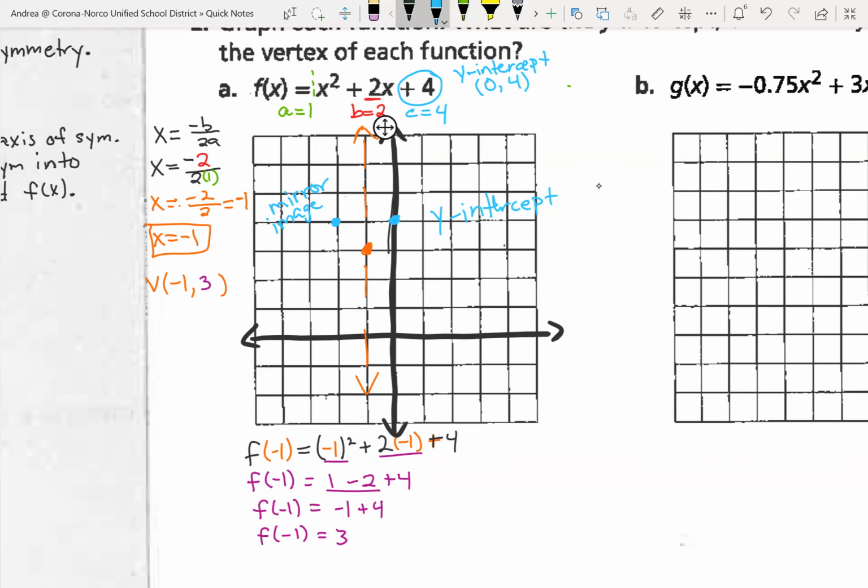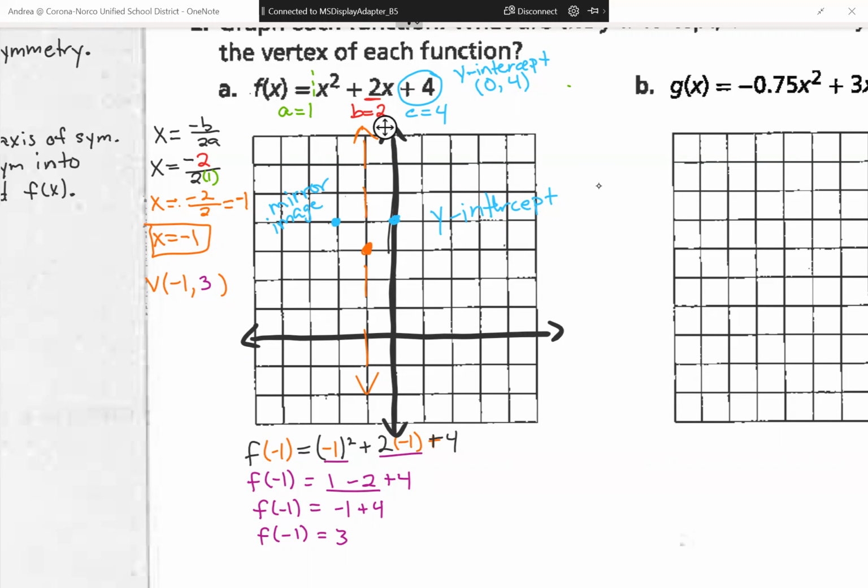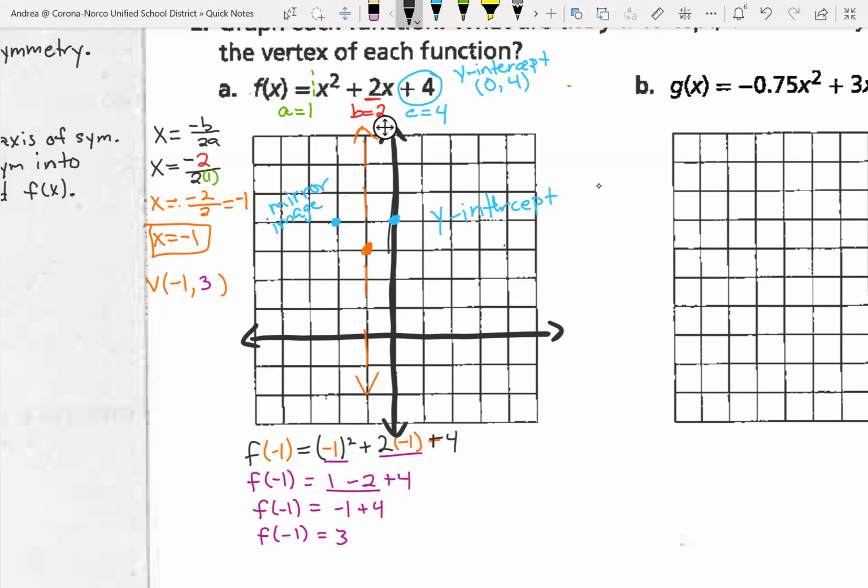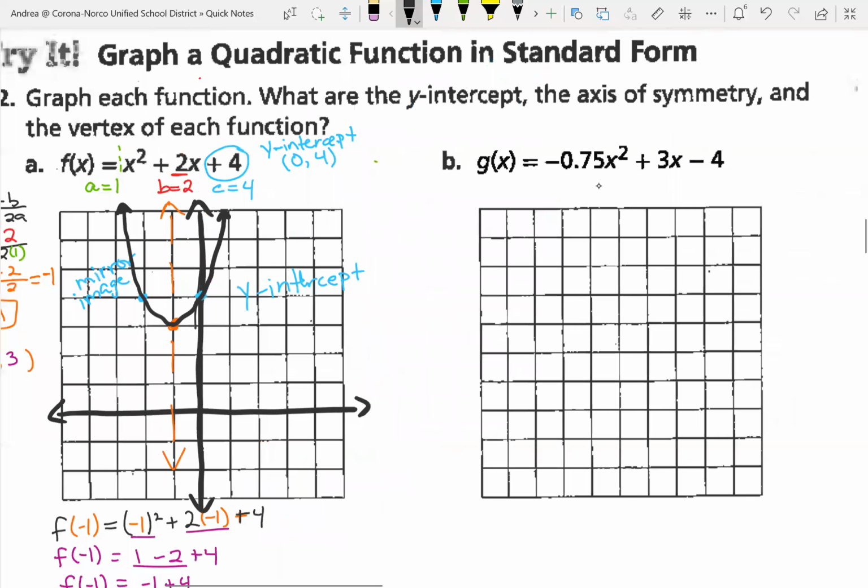Yes. The what? The blue one is the y-intercept, right? 0, 4 is my y-intercept. And this is the mirror image of it. So now this is my parabola. Any questions over that? We're all good? Okay, let's do another one.